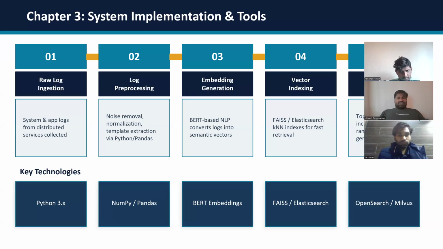Stage five is the RCA suggestion. When a new outage log comes into the system, we retrieve the top-k most similar historical incidents and generate a ranked list of likely root causes. The full stack includes Python, NumPy, Pandas, BERT embeddings, FAISS, and OpenSearch. Now I will hand over to Saicharan, my friend, for our results.